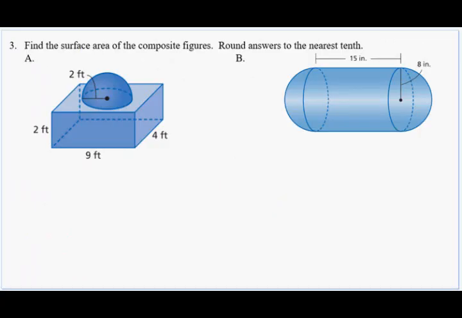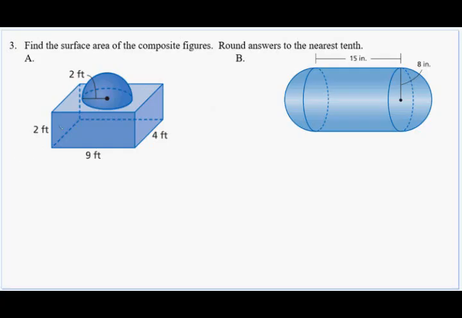All right, number 3 might be a little tricky. If we look at it in its basic parts, we have a rectangular prism. We can find the surface area of that prism. We have a sphere on top. We can find the surface area of that sphere. But when we put the sphere on the prism, this little bit of area, this circle, is going to be covered up. So we're going to have to deduct that at the end.